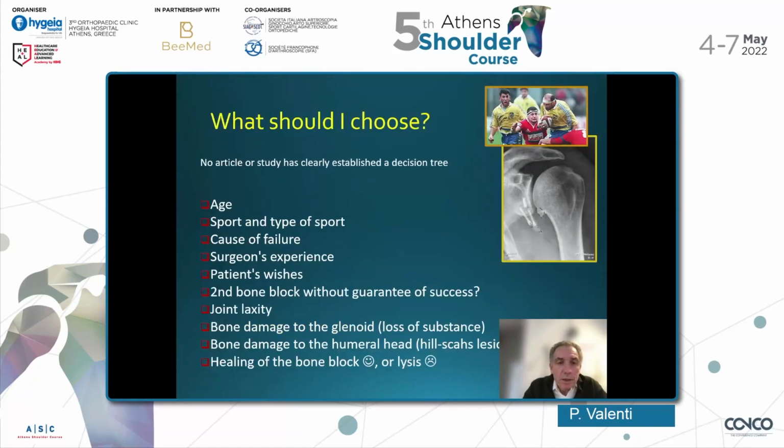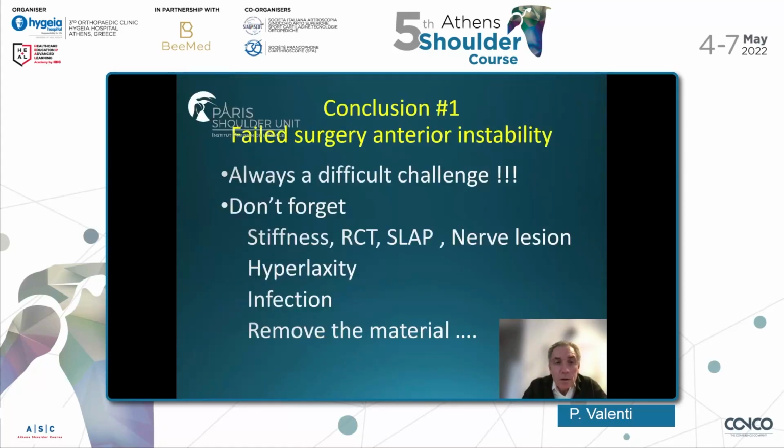My first conclusion regarding failed anterior instability: I think that no article or study has clearly established a decision, because the decision depends on many factors: the age, the type of sport, the etiology of failure, the experience of the shoulder surgeon, the patient's wishes, which is very important, and the guarantee of doing a new operation, the joint laxity, and it depends on the damage of the glenoid, of the humeral head, damage of the cartilage, and on the healing of the previous operation, bone healing of the previous operation. So, my first conclusion is that it is always a difficult challenge.